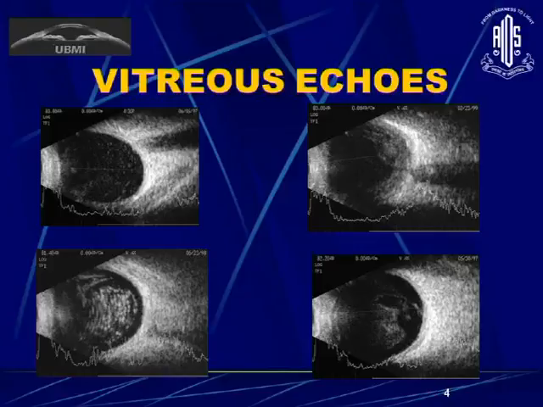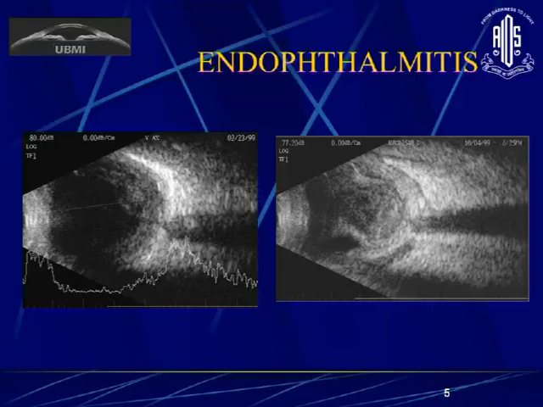There is classical asteroid hyalosis where the echoes are of very bright intensity and high reflectivity, more in the center of the vitreous cavity, with the echo poor vitreous in front of it. And that's classical vitreous hemorrhage, more in the center, and inflammation is more at the periphery. And that's how we grade inflammation. That's endophthalmitis, and that's panophthalmitis. When there is fluid in the Tenon space, we call it panophthalmitis.